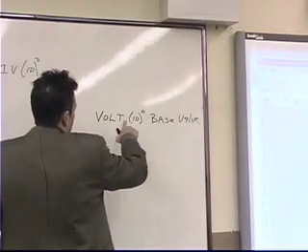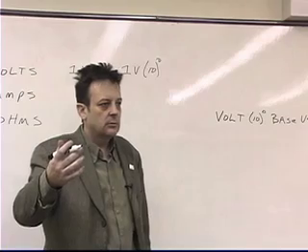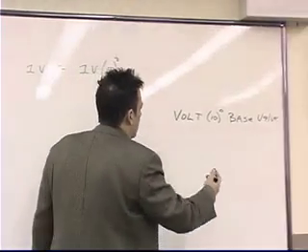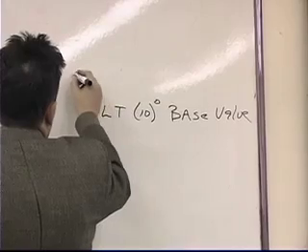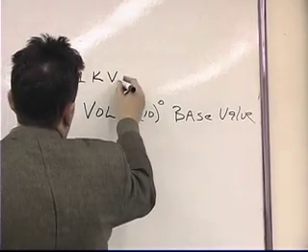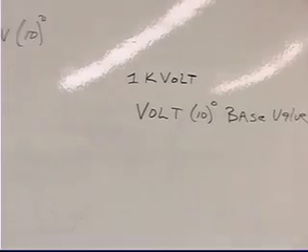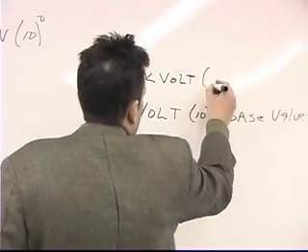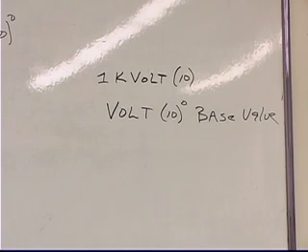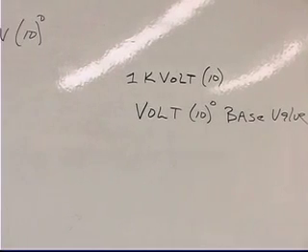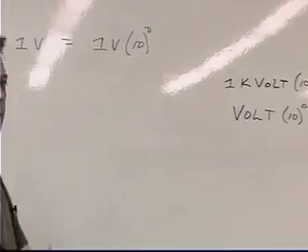So let's say that we had more than 1 volt. Let's say that we had 1,000 volts. Okay? So if we had 1,000 volts, then that would be 1 kilovolt. 1 kilovolt has the power of 10 raised to what exponent? 3. So that's engineering notation going up.